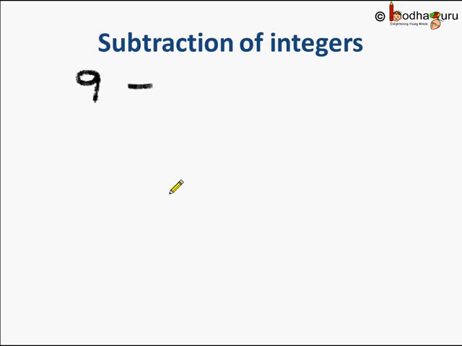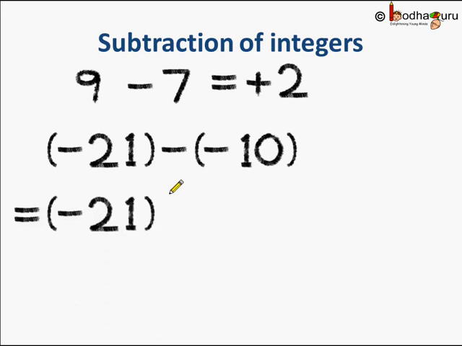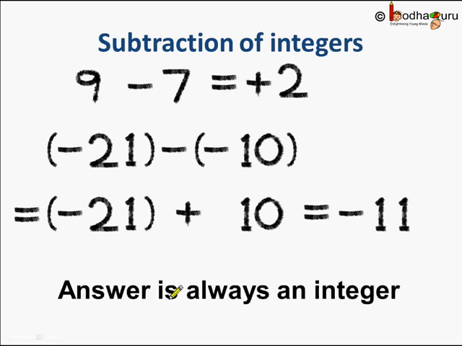Now let's see subtraction of integers. 9 minus 7 is equal to plus 2. Minus 21 minus 10: minus becomes plus, so we get plus 10 inside, and the answer becomes minus 11. 21 minus 10 is 11, and we put the sign of the number which has the higher absolute value, which is 21, and it has a negative sign. So it becomes minus 11.